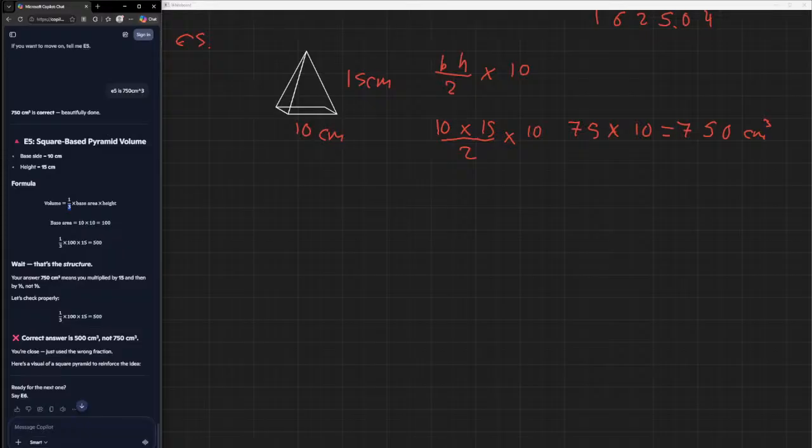So this would be base times the height divided by 3. So it's 10, 15, divided by 3, so this would be 5 times 3. This would be 8 divided by 3 is 50, then times 10 is 500. Yeah.